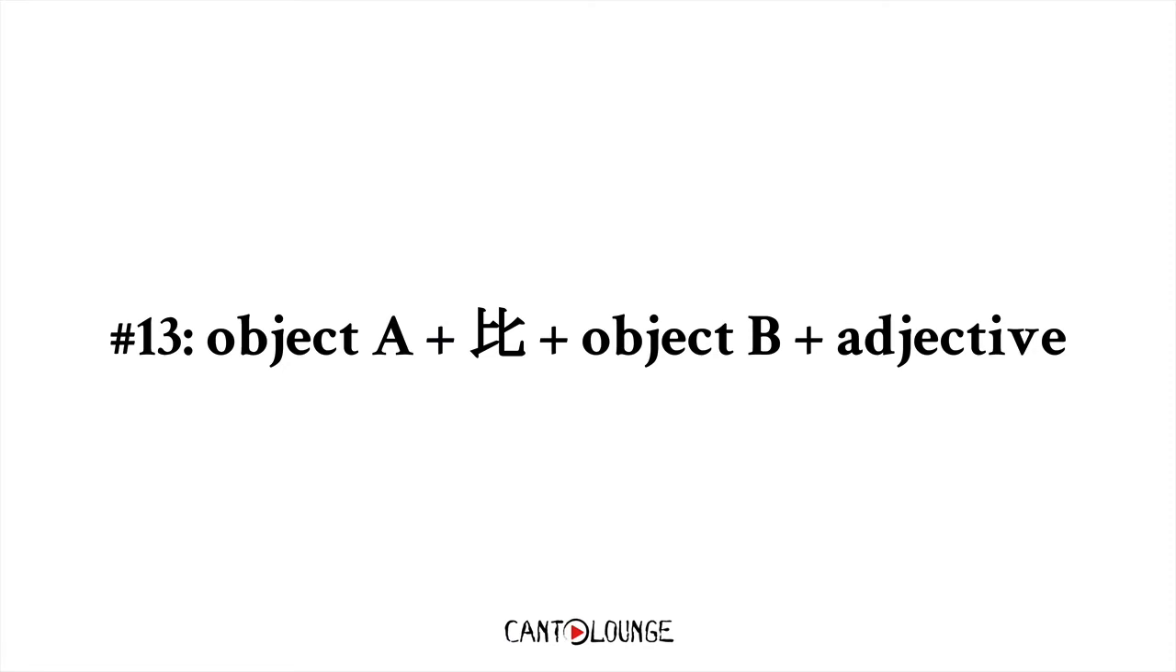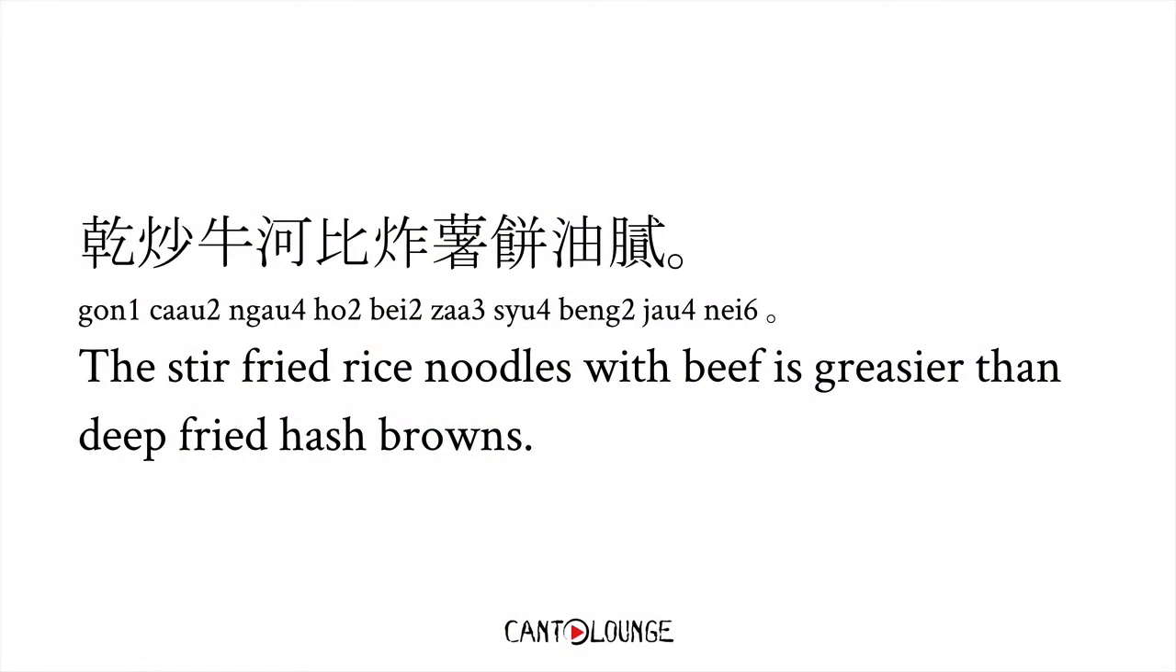Pattern number 13. Object A plus 比 plus object B, plus adjective. So A compared to object B is more adjective. So once again, very abstract unless you have a sample sentence, and then it's very straightforward here. So 乾炒牛河, which is A, 比炸薯餅, B, 油膩. 乾炒牛河, stir-fried noodles with beef, is greasier, 油膩, than B, deep-fried hash browns.